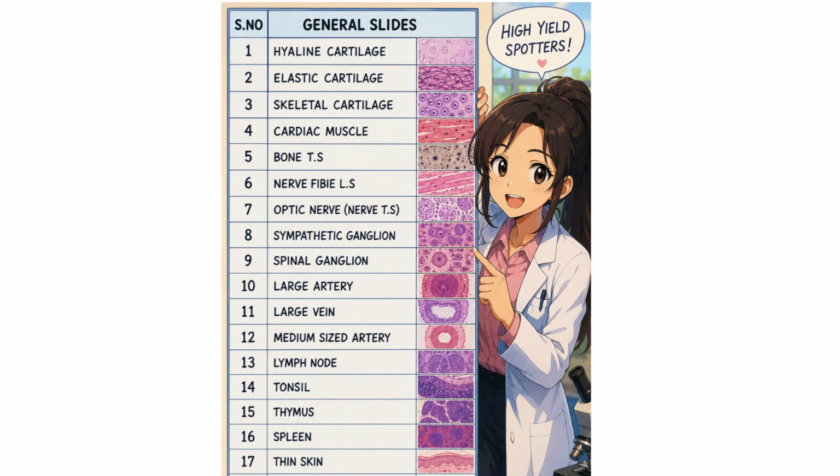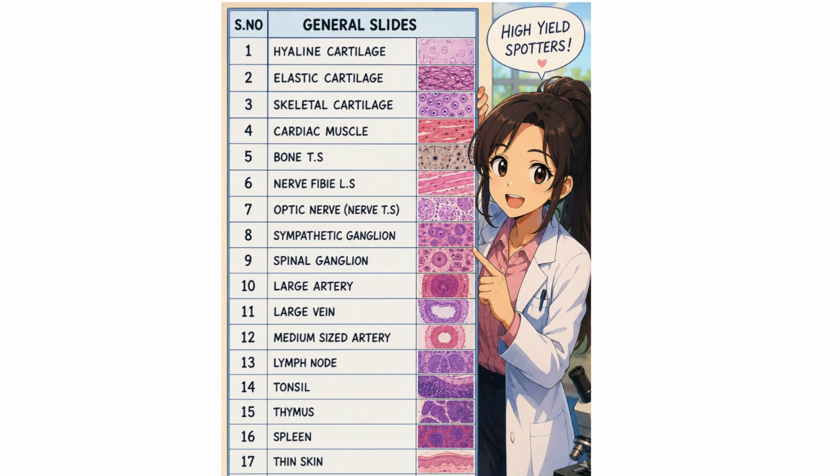For spinal, it is pseudo unipolar neurons arranged in clusters, nerve fiber bundles running through the center, satellite cells around each neuron. Both sympathetic and spinal ganglion have satellite cells. Coming to large artery, you have thick tunica media with multiple elastic lamellae. Internal elastic lamella is less distinct.